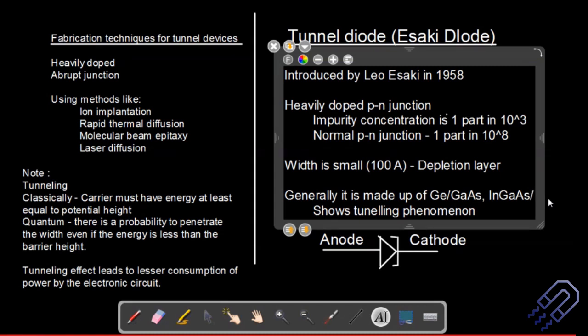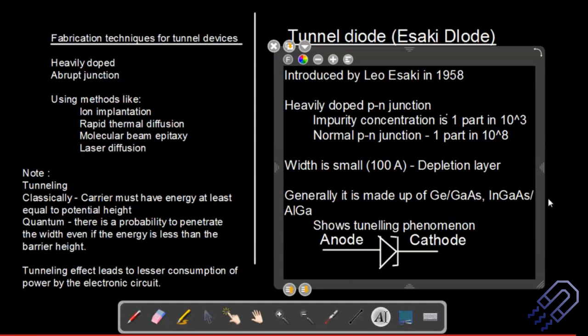And aluminum gallium arsenide. These two also behave like semiconductors, but they are ternary compounds. That means you have three different elements combining to give you a semiconductor. They do have semiconducting behavior, and if you combine them, the chances are you can also get a tunnel diode from them.